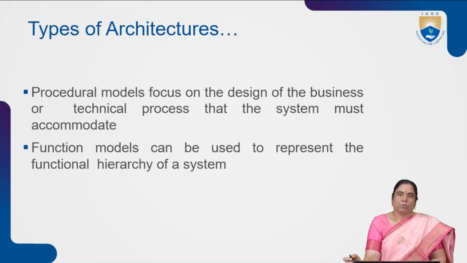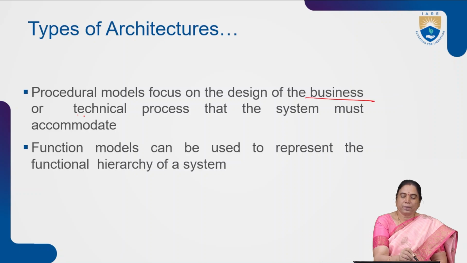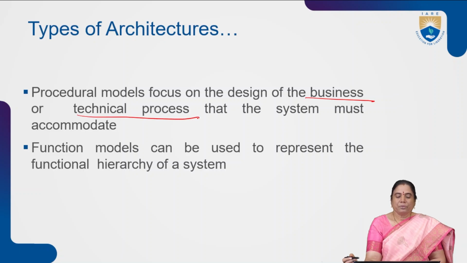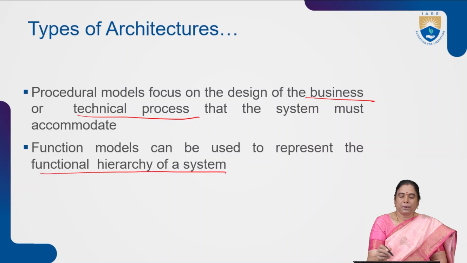The next variety of architecture is procedural architecture. So these models focus on the design of business and technical processes that the system must accommodate. The last variety of architecture is the functional model, which is used to represent the functional hierarchy of a system.